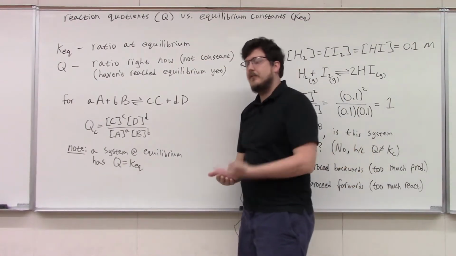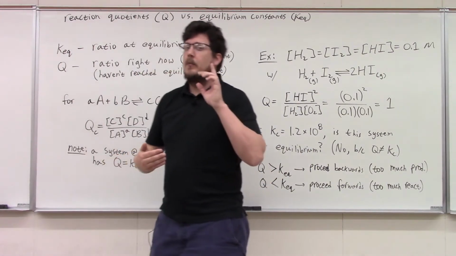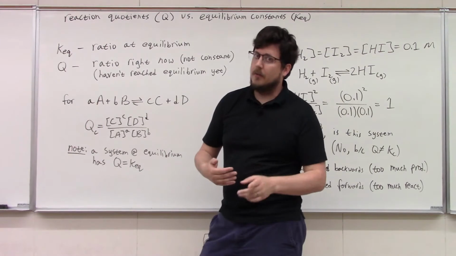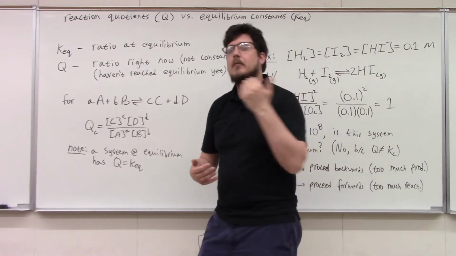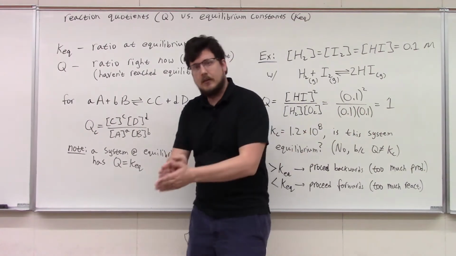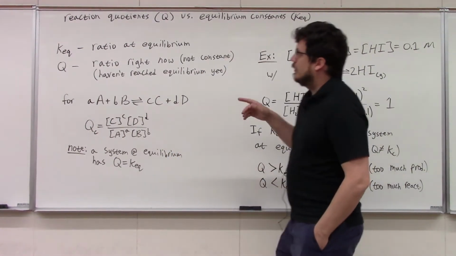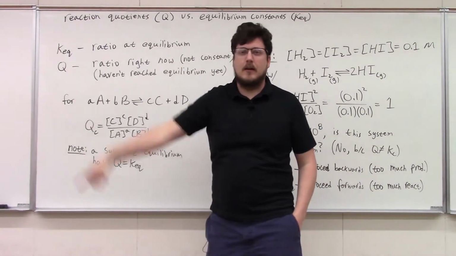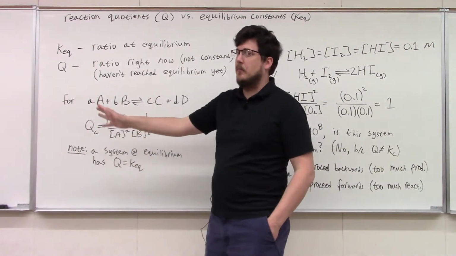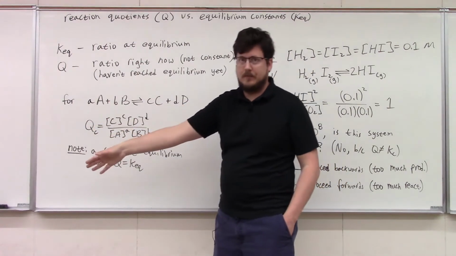Now, systems reach equilibrium spontaneously. They make it happen on their own. I don't have to make it happen, but they aren't necessarily always at equilibrium. It takes time to reach it. If we start with something that's out of equilibrium, it has to equilibrate. It has to take time and reach that equilibrium. And so what Q is, if I just look at it right now, maybe it's at equilibrium, maybe it's not, but if I just look at it right now, I don't know it's at equilibrium, I'm just checking it.